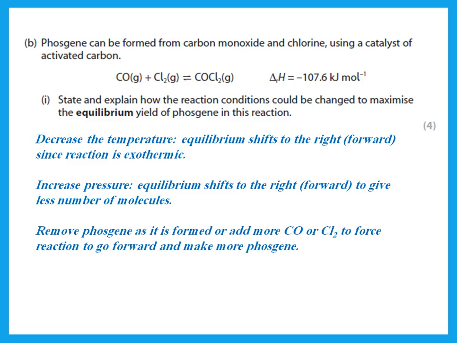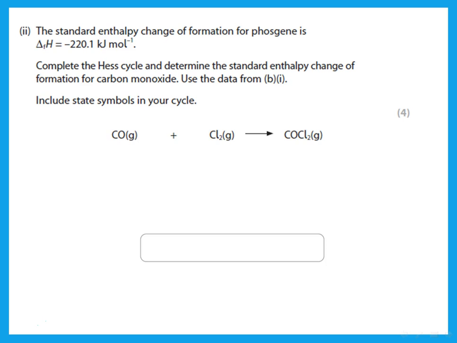What about the concentration of reactants and products? Remember that if we remove the product as it is formed, or if we add more of the reactants, this will force the reaction to go forward, and this will give more of the product. Then he says the standard enthalpy change of formation for phosgene is this. Complete the Hess cycle and determine the standard enthalpy change of formation of carbon monoxide.